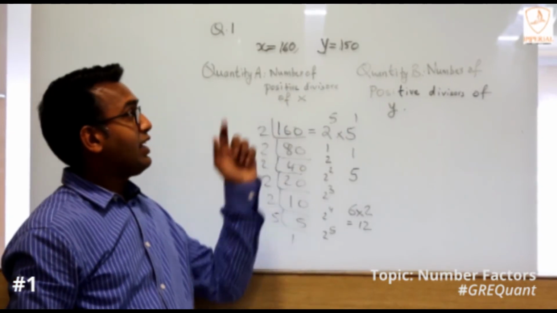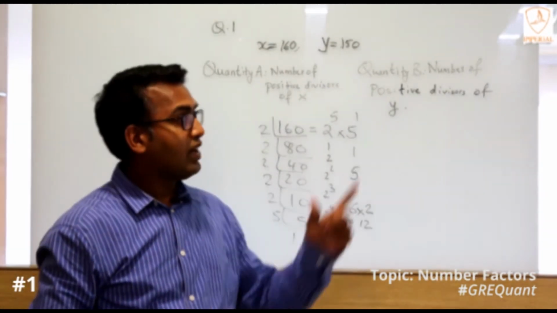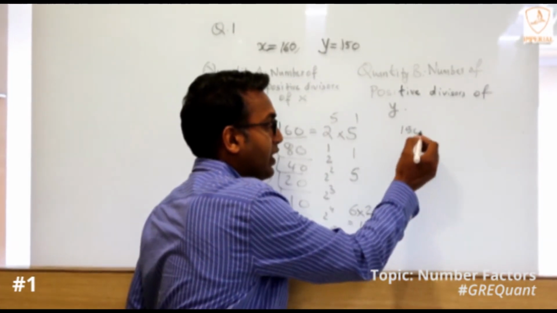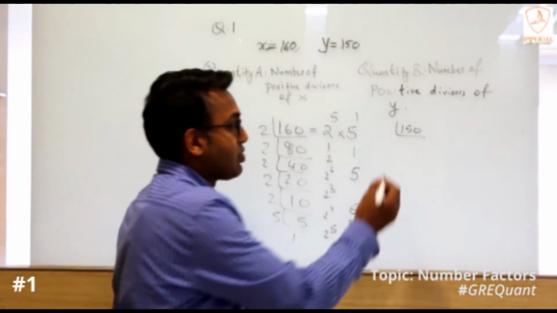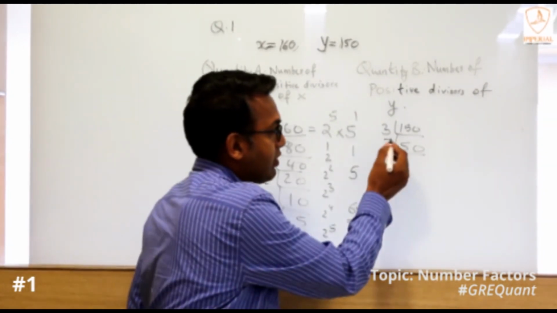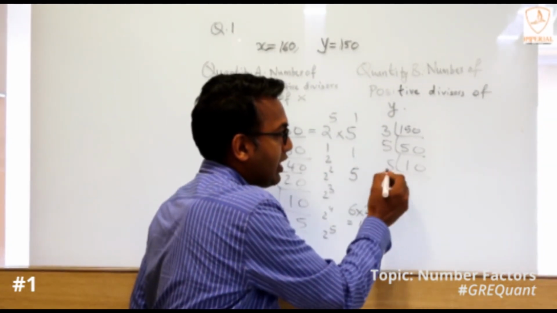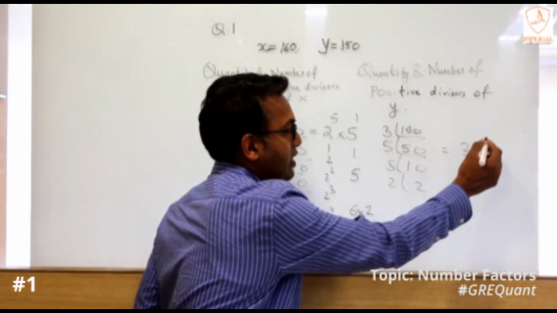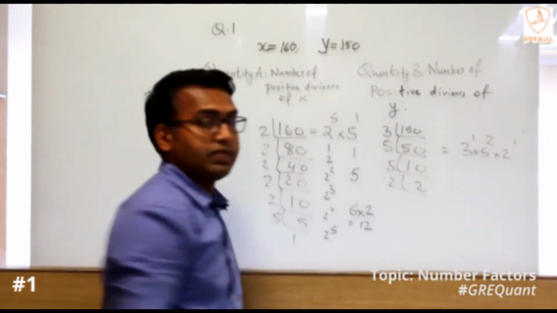So quantity A is 12. Now let's look at quantity B. We'll follow the same steps. So 150, let's prime factorize. So start with 3, 5, again 5, and 2. So 150 is 3 into 5 square into 2.